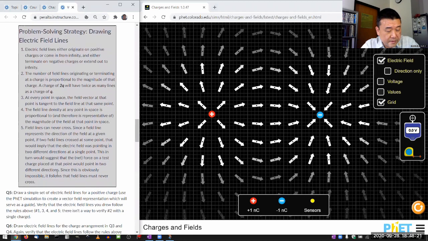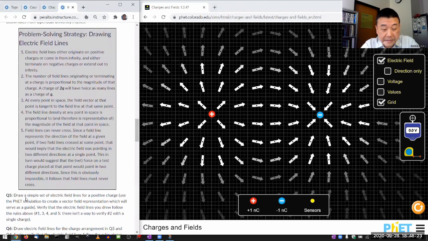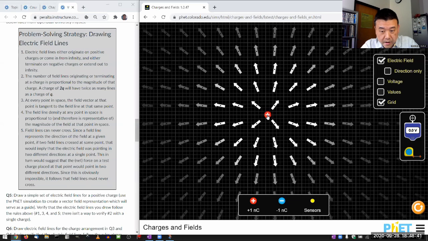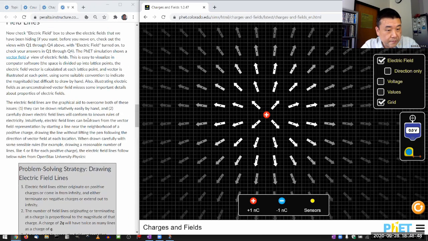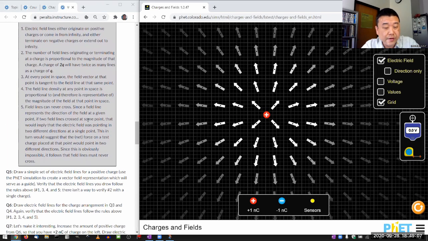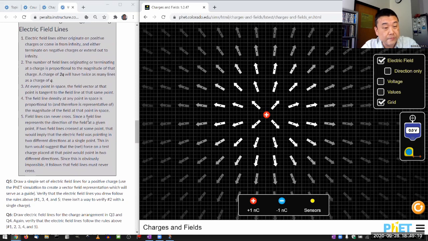So the question actually tells me to draw a simple set of electric field lines. It says positive charge, just a positive charge. I can also do it for a negative charge. So with a positive charge, there are different ways to draw electric field. Let me review what mention of any of these the exercise makes. Let me go through the steps that I would go through if I'm going through it from scratch.